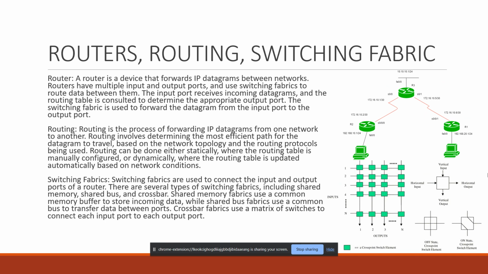Switching fabrics are used for connecting the input and output ports of a router, and several types of switching fabrics include shared memory, shared bus, and crossbar. Shared memory fabrics use a common memory buffer to store incoming data, while shared bus fabrics use a common bus to transfer data between ports. Crossbar fabrics use a matrix of switches to connect each input port to each output port.